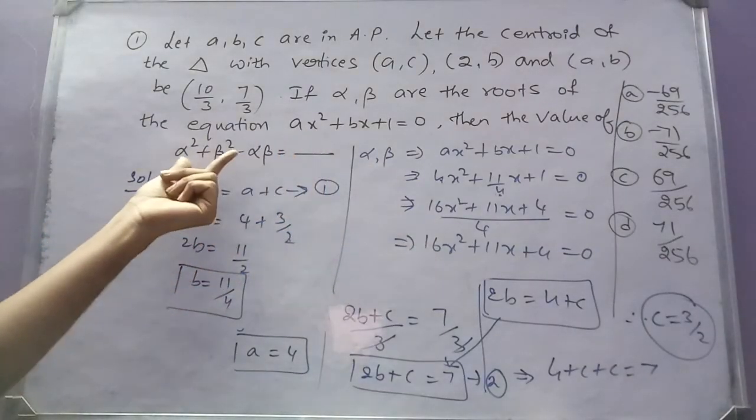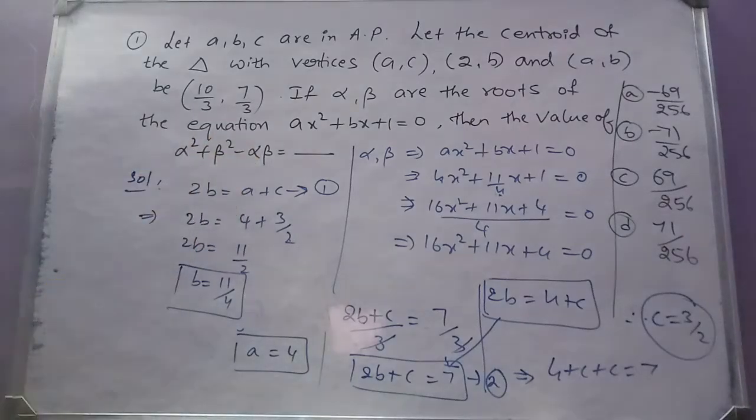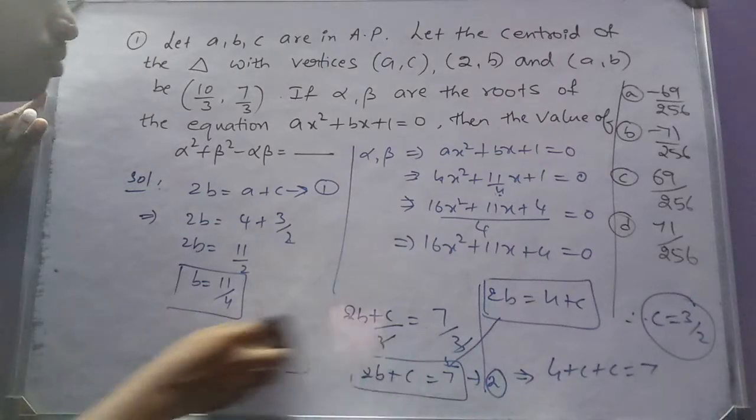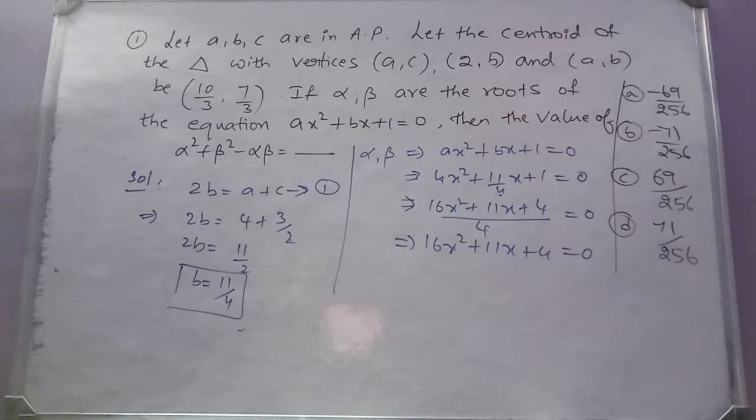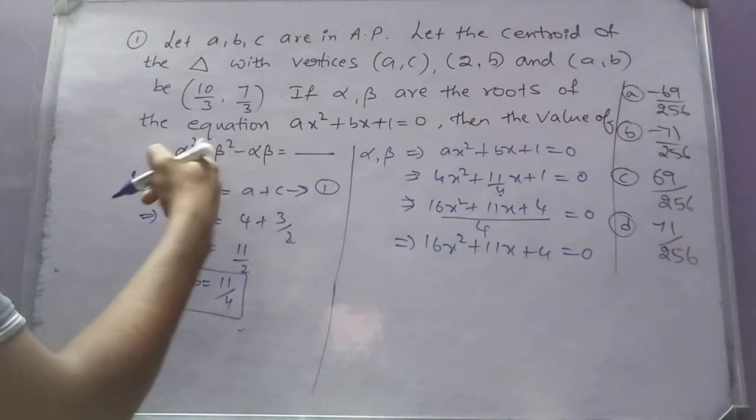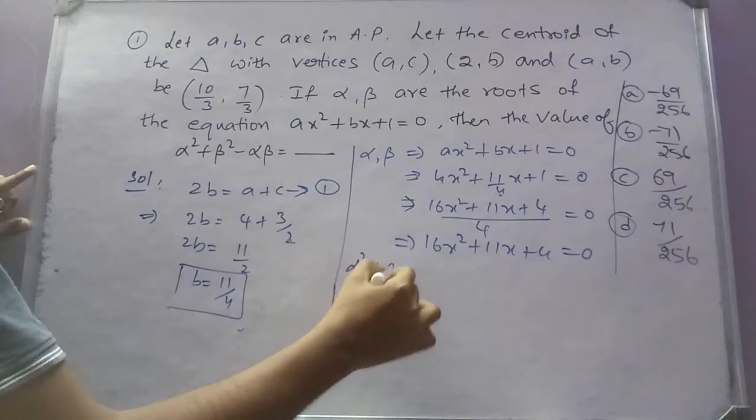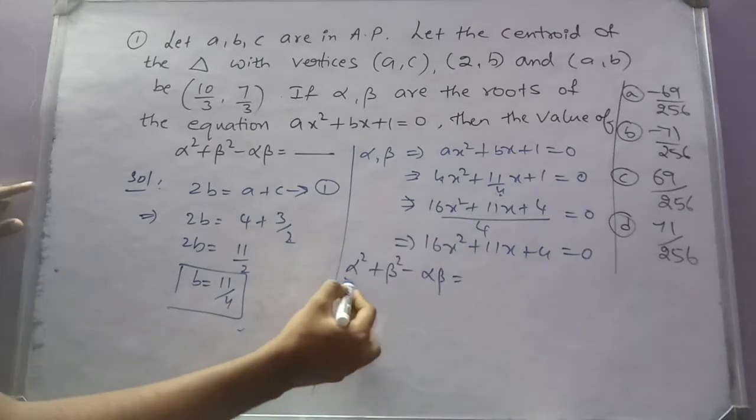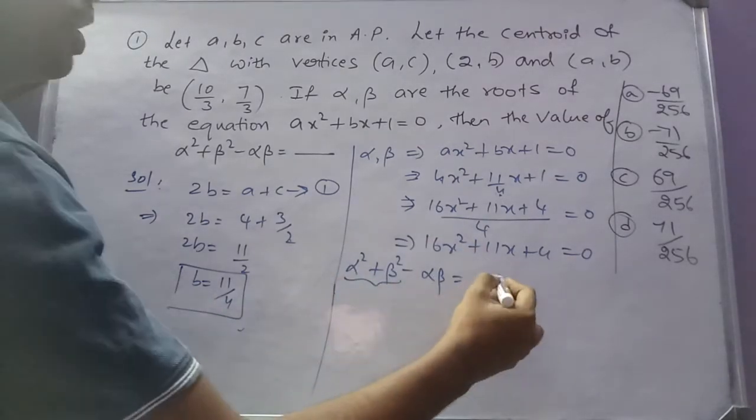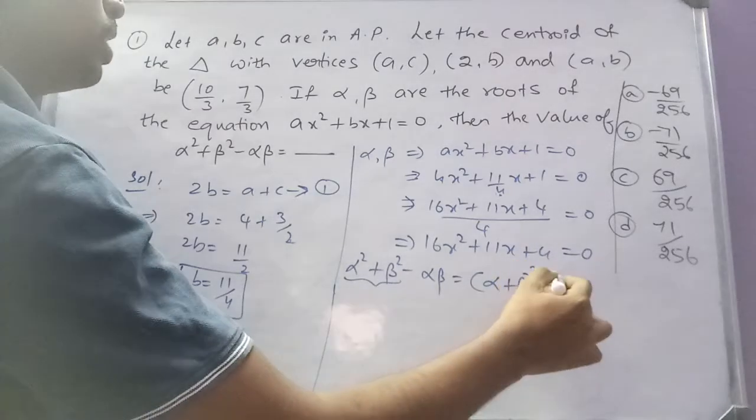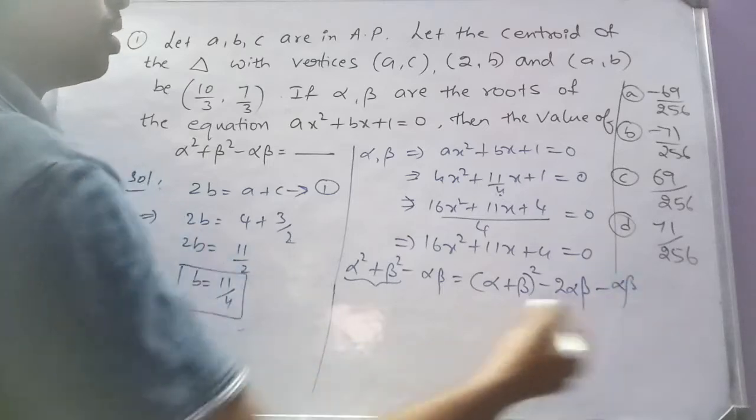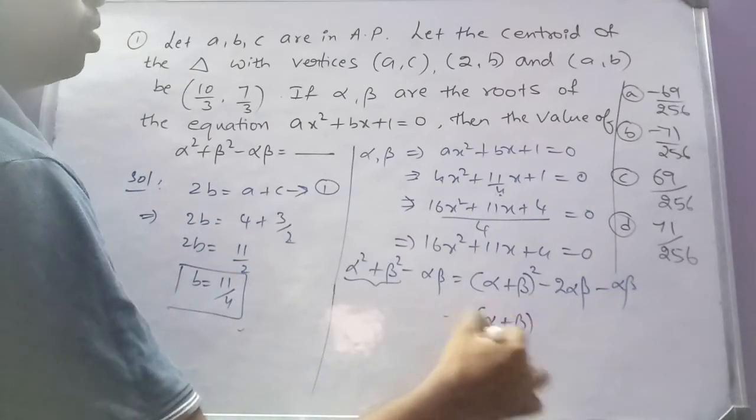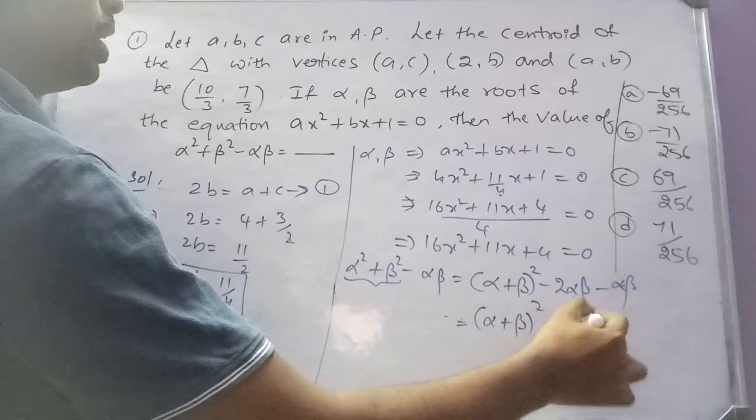Then they are asking what is alpha square plus beta square minus alpha beta. Just 2 or 3 more steps will get our answer. So what is it, dear students? I'll take the required thing, alpha square plus beta square minus alpha beta. We know that alpha square plus beta square is alpha plus beta whole square minus 2 alpha beta. So this is this, and we also have minus alpha beta. So it is nothing but alpha plus beta whole square minus 3 alpha beta.